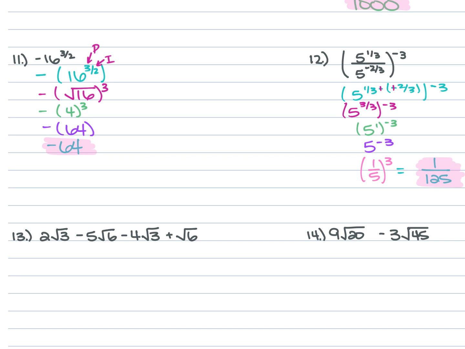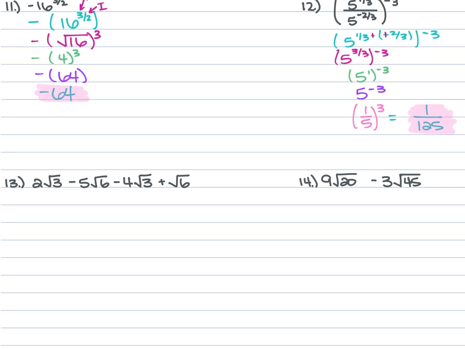If we look at number 13, you have 2 square root 3 minus 5 square root 6 minus 4 square root 3 plus the square root of 6. Number 1, that square root of 6 that's last does not have a number in front of it, so it's like there's an imaginary 1 in front of it. In order for you to add or subtract these radicals, you need to make sure that your index and the number underneath the radical are identically the same in order for you to combine what's in front.